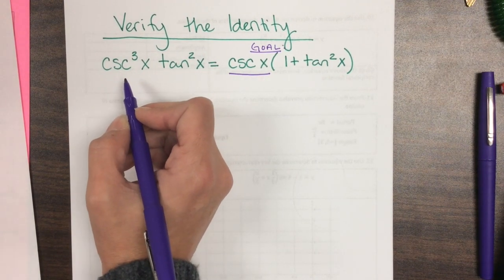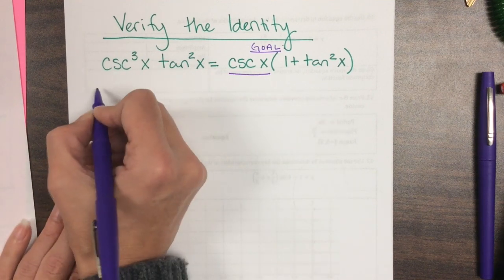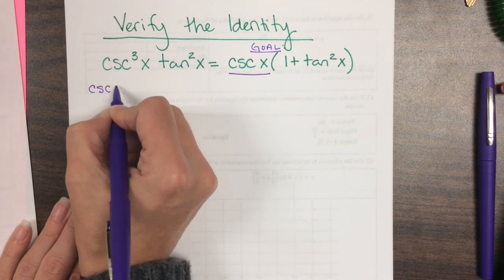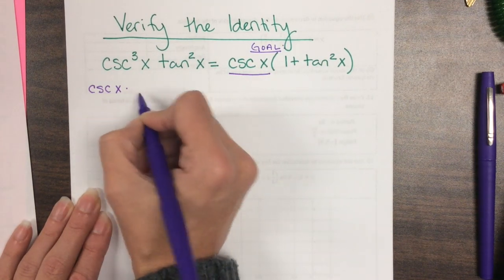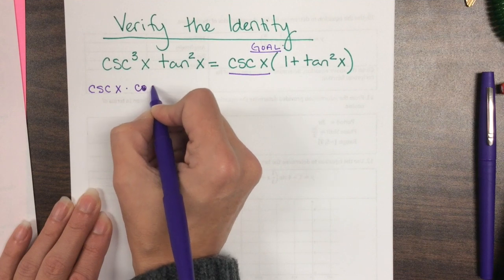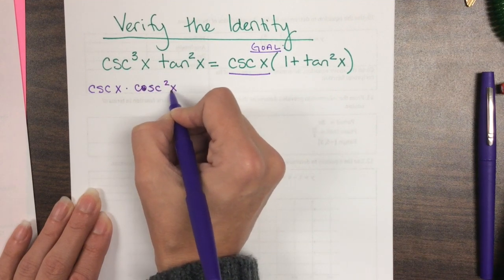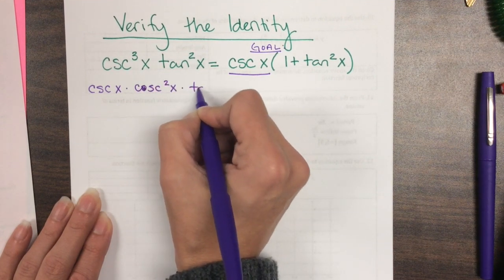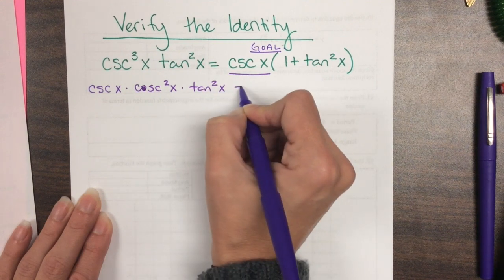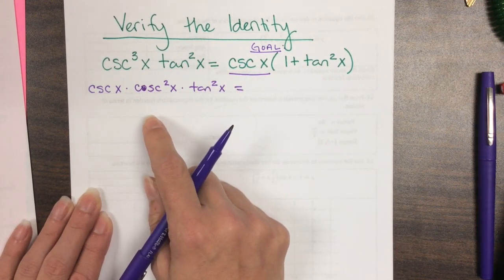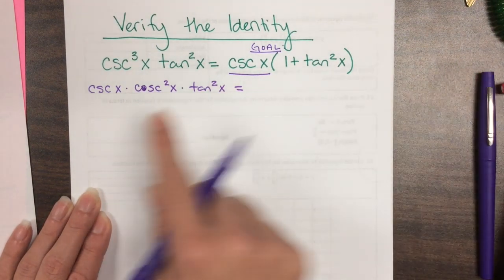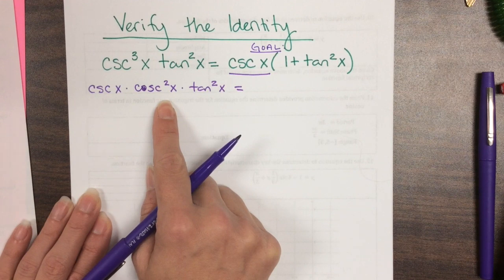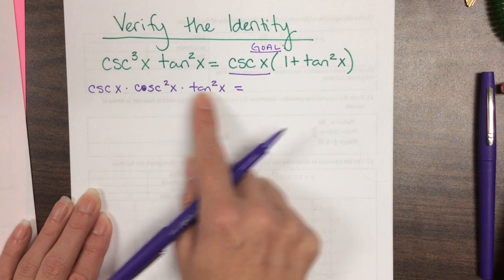So I'm going to rewrite this question, and I'm going to write cosecant of x because I like it and I know I want it. And then I'm going to write cosecant squared of x times tangent squared of x. All right, and now it's time to look at our identities. Well, cosecant squared of x is a Pythagorean identity, and so is tangent squared of x.